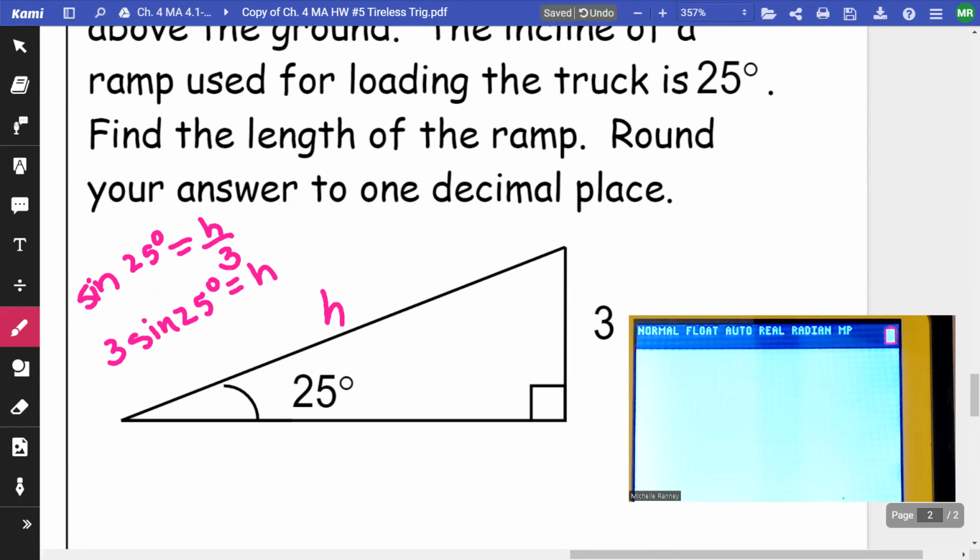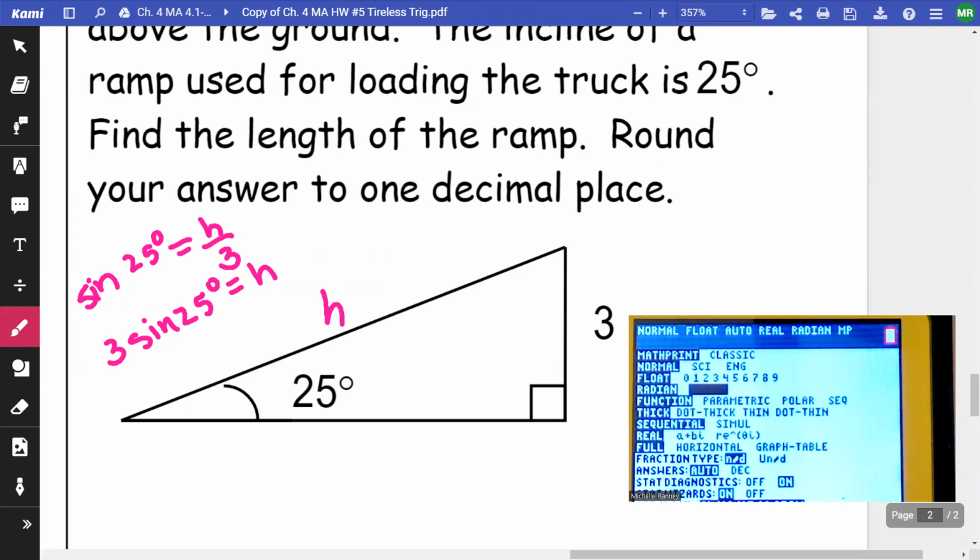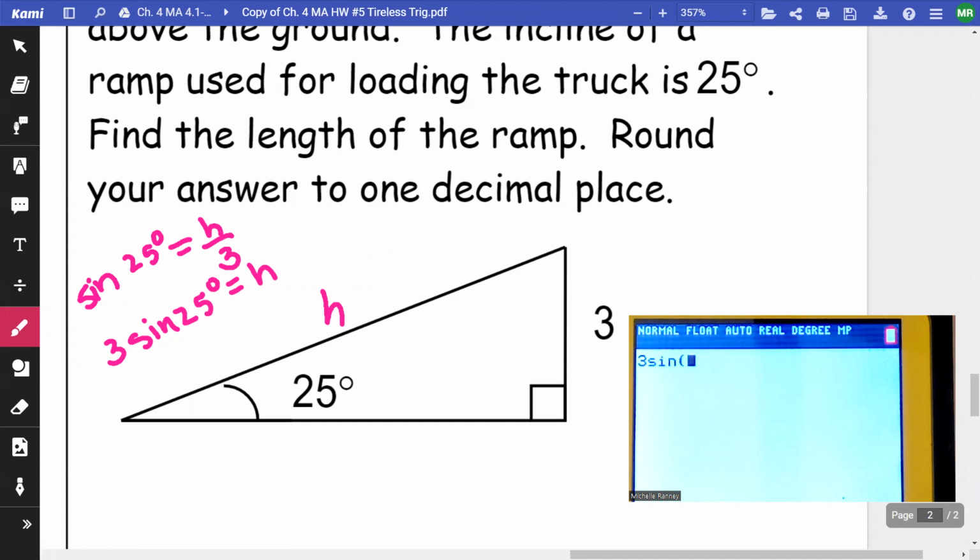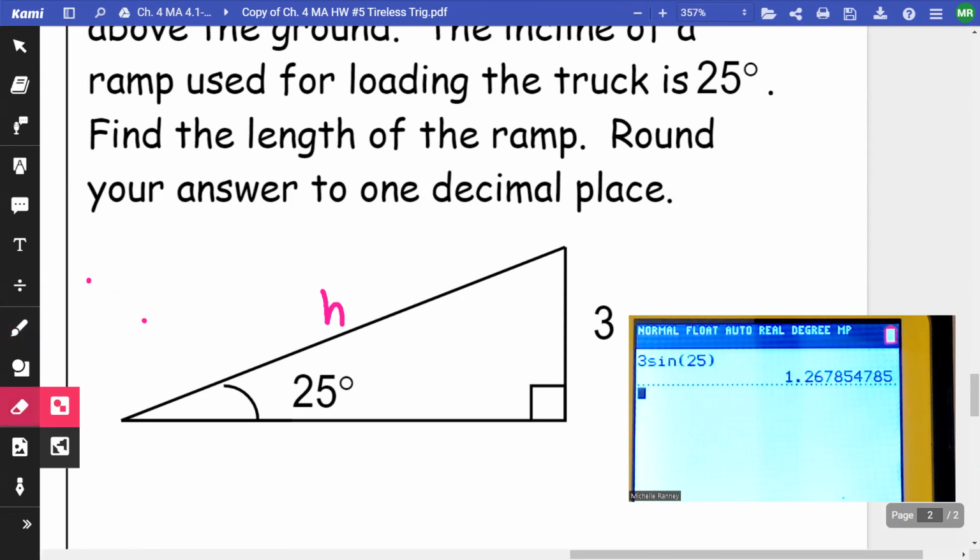I apologize because it's got opposite and hypotenuse. So I'm going to go 3 sine. And I notice I've got it in radians, so I need it in degrees. Okay. So 3 sine of 25 degrees, I end up with 1.27. Let's see. Opposite over hypotenuse. Just double checking my math here. Oh, it helps if I set up my fraction correct.